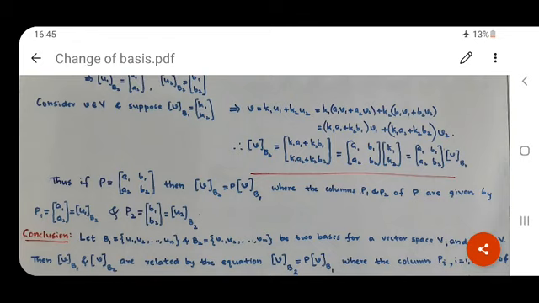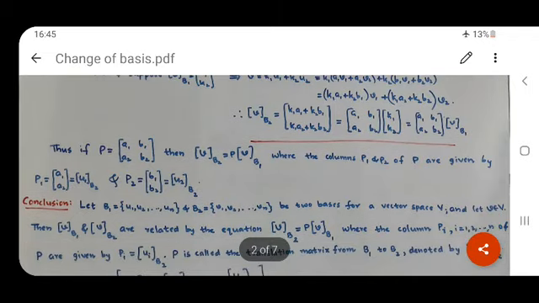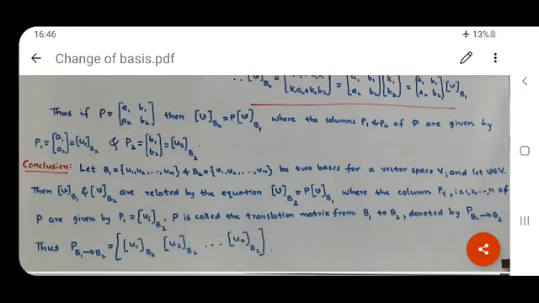And now let us generalize this to an n-dimensional vector space. Let B1 and B2, where B1 = {u1, ..., un} and B2 = {v1, ..., vn}, be two bases for a vector space V. And suppose v is a general element of the vector space V. Then the matrix of v relative to B1 and the matrix of v relative to B2 are related by the equation: the matrix of v relative to B2 equals P times the matrix of v relative to B1, where the columns Pi, for i equal to 1 to n, of P are given by Pi equal to the column vector of ui relative to B2.